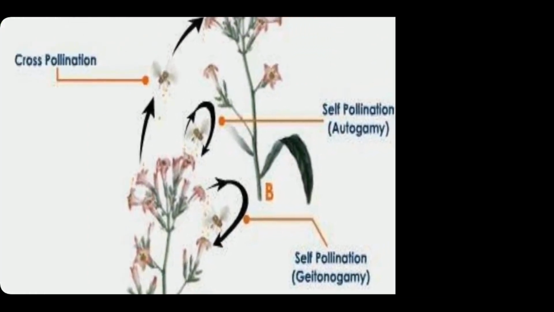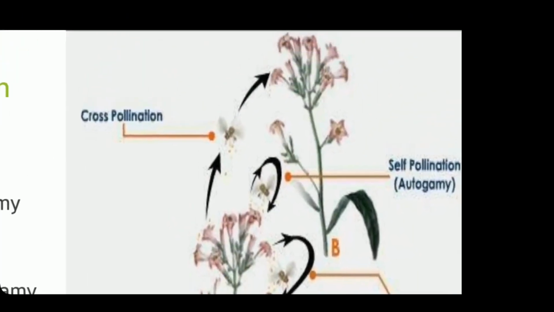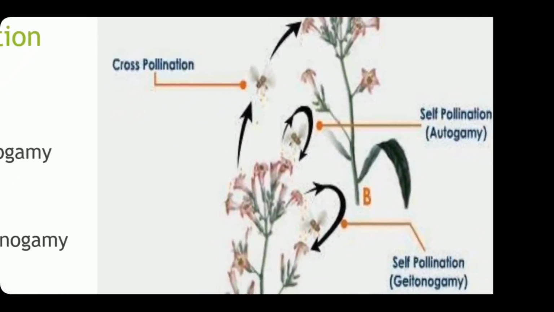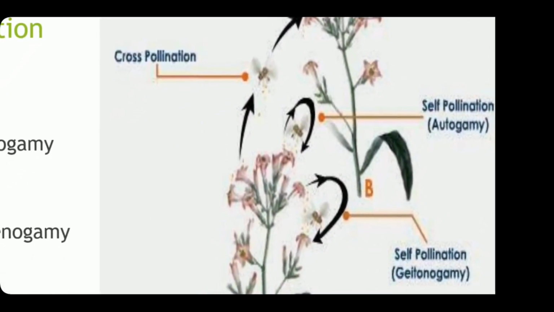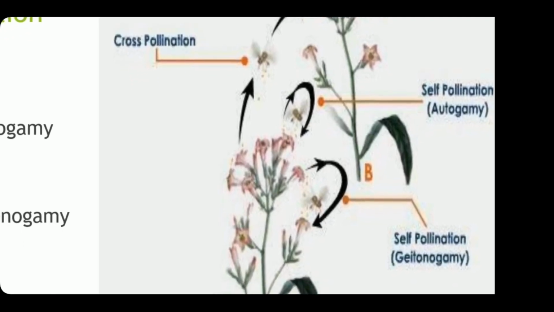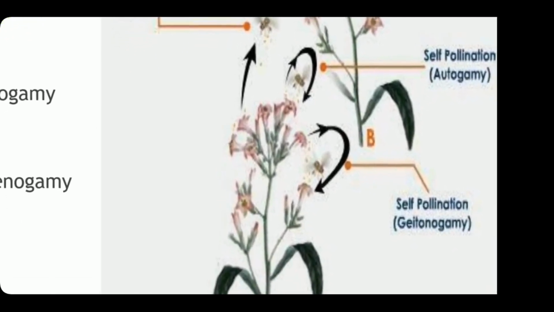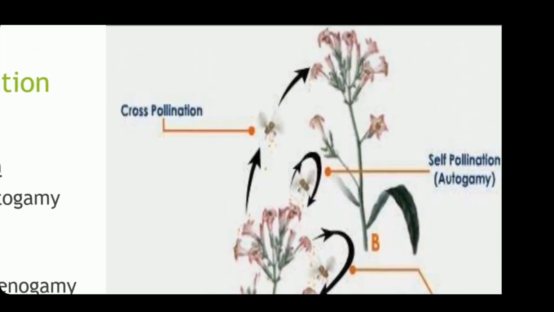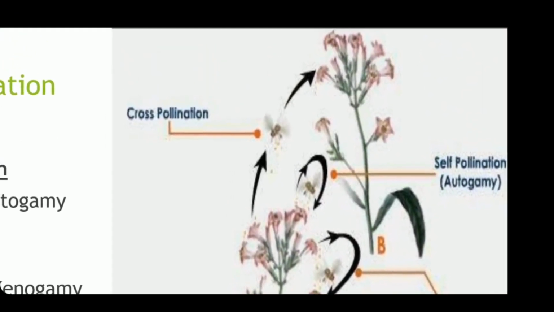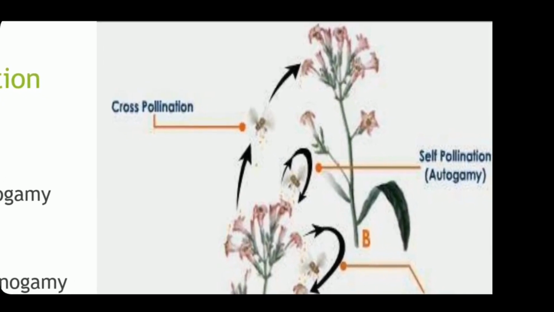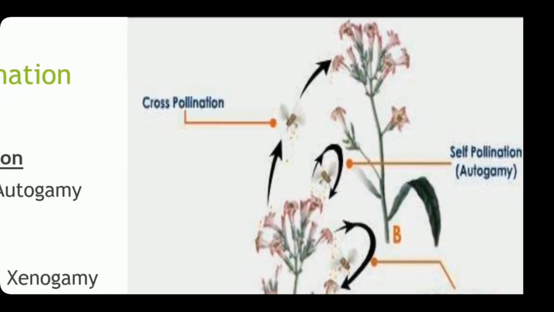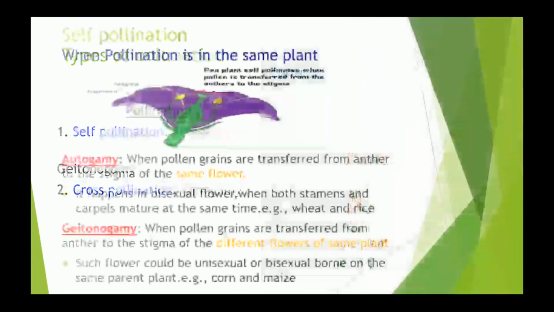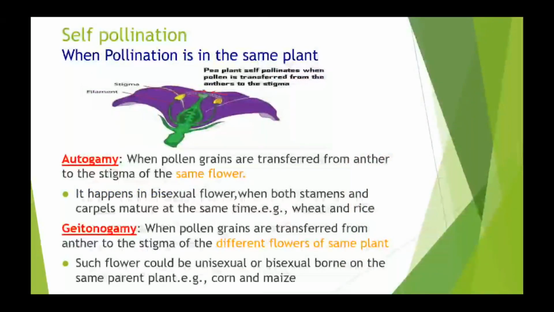The first one, autogamy, that is self pollination. Here you see that the bee is transferring something, transferring pollen grains. The bee is transferring pollen grains from one flower to another flower. And in cross pollination, you can see it is also transferring pollen grains from flower to flower of different plants. So maybe you are having an idea about that. Let us start with self pollination.